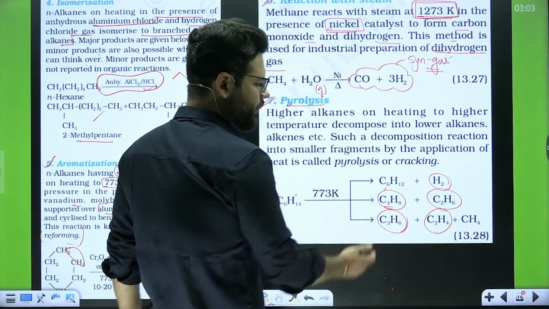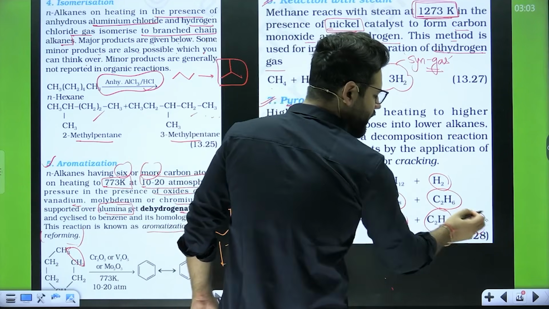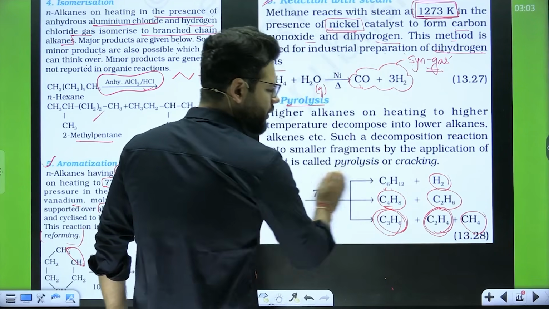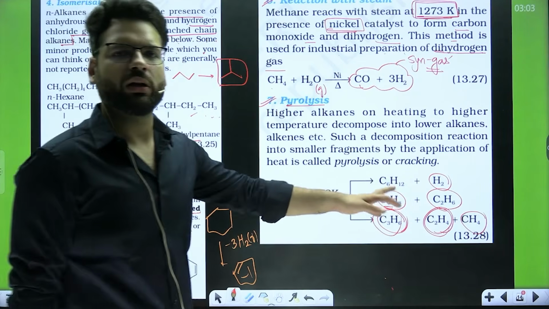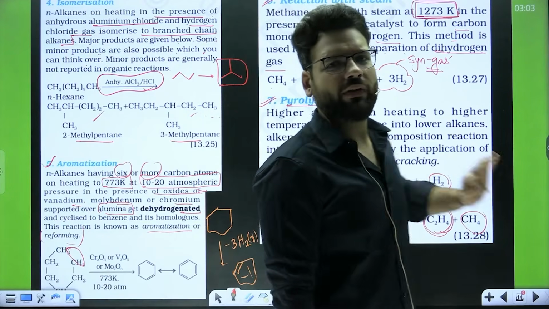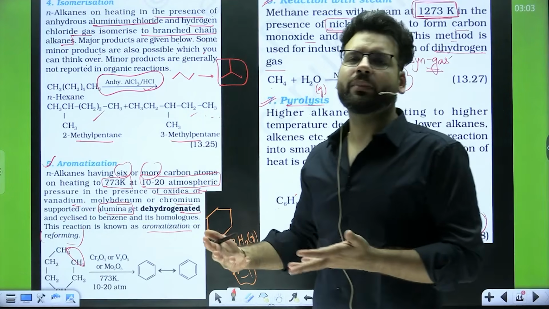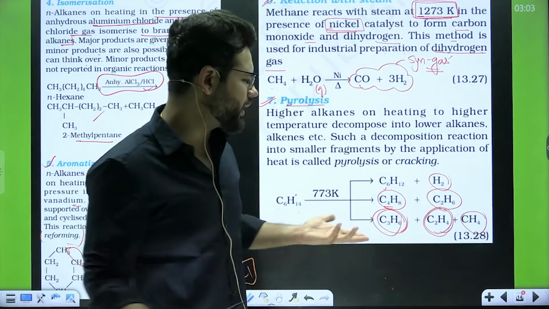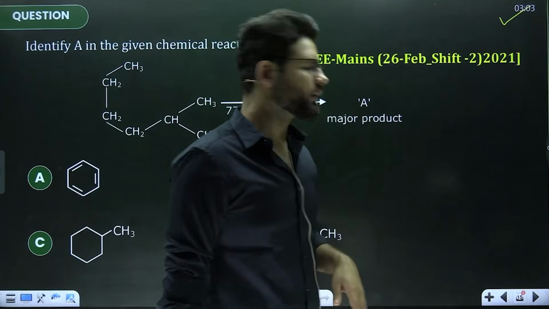Okay, so they are breaking into 3. If I break into methane plus ethene plus propene, just balance the total carbons and hydrogens. Not a very important reaction because you can't predict the products here. So nothing can be asked from pyrolysis as well.